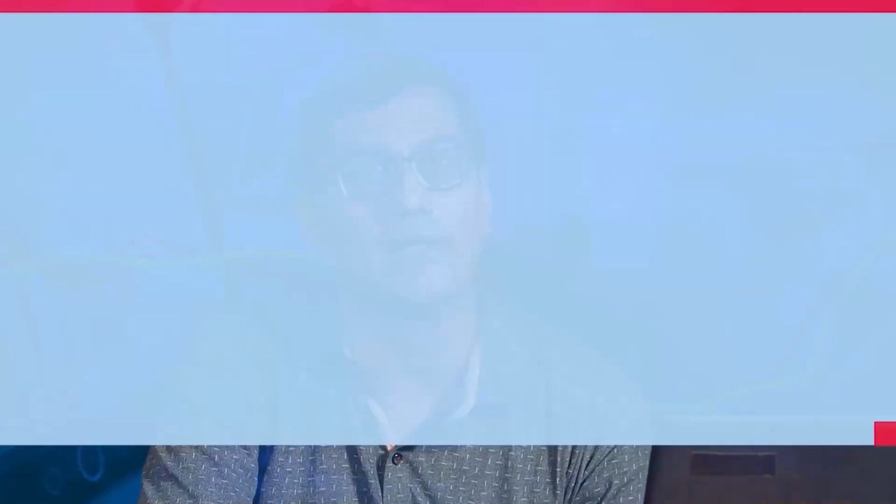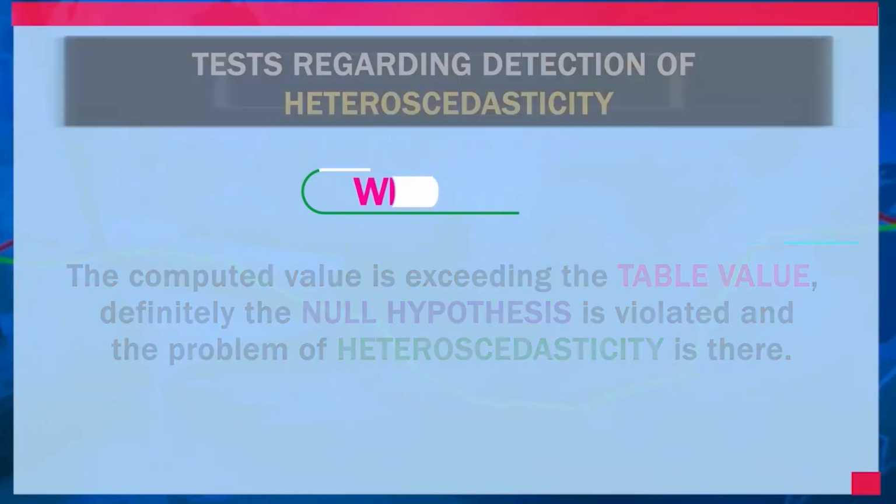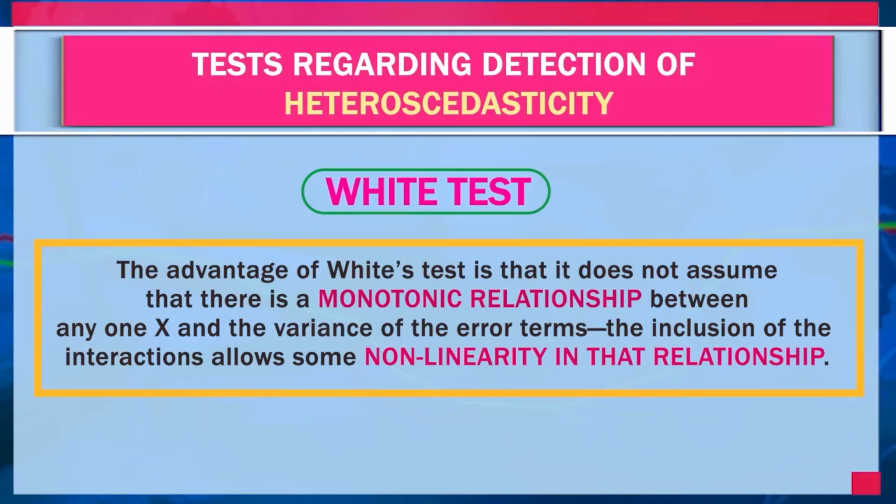So if the LM test statistic is significantly different from 0, or the computed value exceeds the table value, definitely the null hypothesis is violated and the problem of heteroscedasticity is there. Actually the White test is robust and it is preferred to all the other tests because it does not assume a relationship between x and the variance of the error term. That is, no monotonic, one-way relationship. It takes care of all the possibilities, also non-linearity in the relationship, and so this test is the most popular test to conduct for heteroscedasticity.